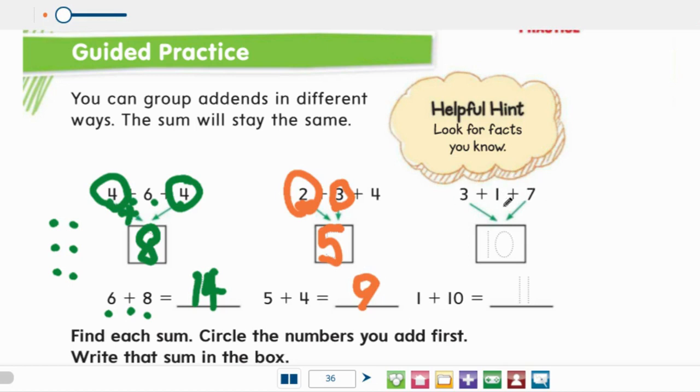Well, when I look at this, I don't see any doubles. I don't see any near doubles, but what I do see is a way to make 10. 3 plus 7 is 10. That's one of those addition problems we just want to memorize because 3 plus 7 is 10. Now that I've done that, I can bring my 10 down here. I need to use that 1, so 1 plus 10 is going to be 11. So that's how we're going to solve these different problems.